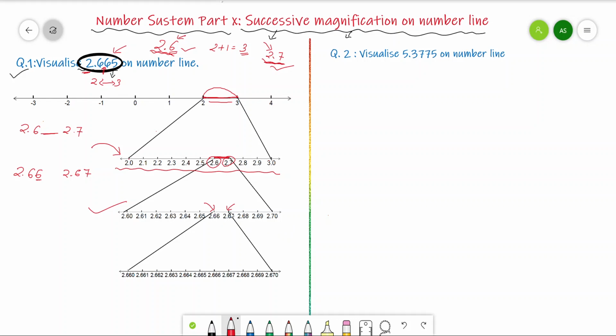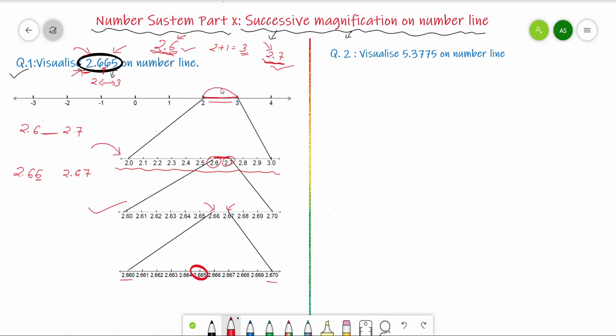Here it is. Once again we will magnify this. So we'll get 2.66 to 2.67, and now it is 2.661, 662, 663, and so on. The number is 2.665. So here it is, 2.665. So this is how you can use the successive magnification process to visualize a number which contains several decimal places on the number line.